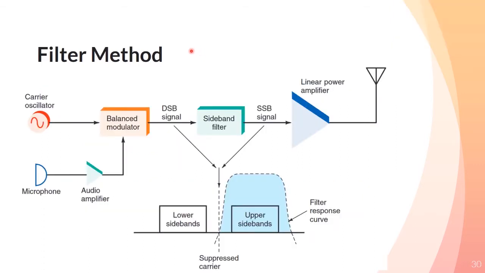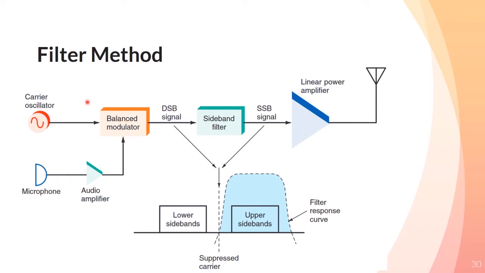The simplest and the most widely used method of generating single sideband signals is the filter method. The figure here shows a general block diagram of a single sideband transmitter using the filter method. The modulating signal, usually a voice from a microphone, is applied to an audio amplifier, the output of which is fed to one input of a balanced modulator.